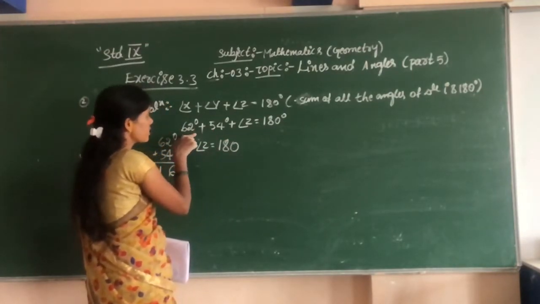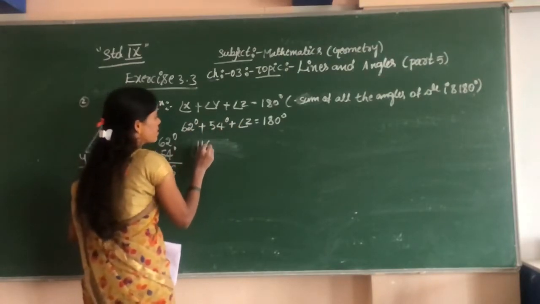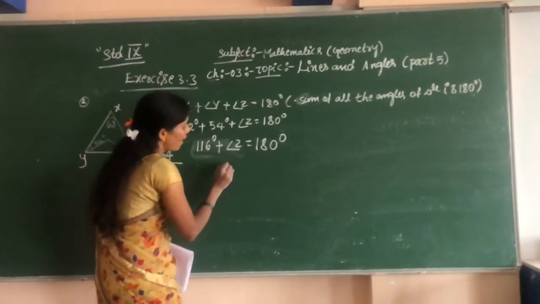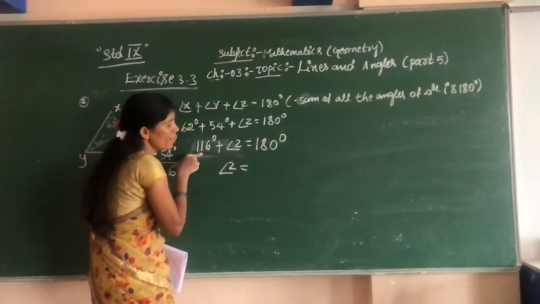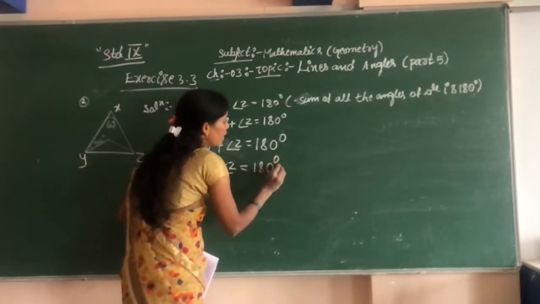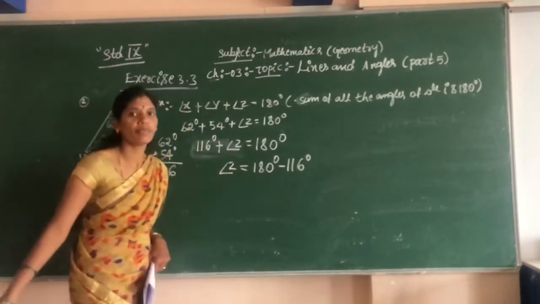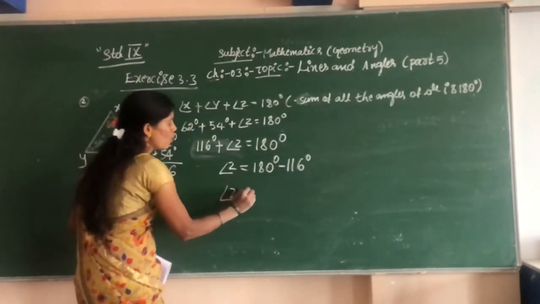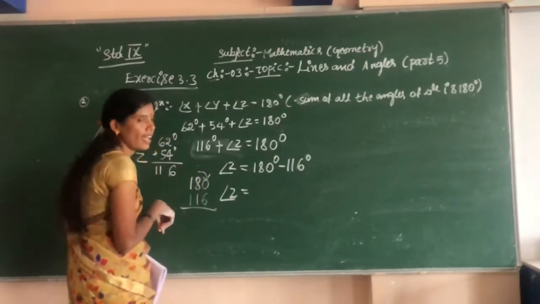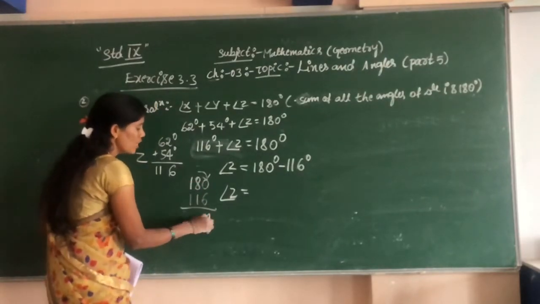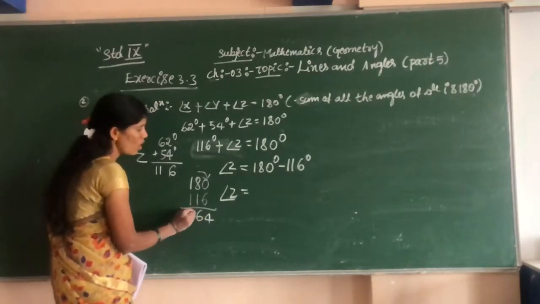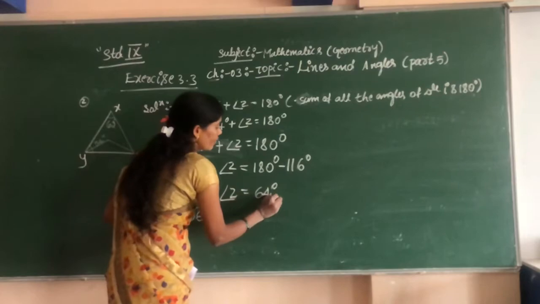So 116 plus angle Z is equal to 180 degree. Angle Z is equal to 180 degree minus 116 degree. Okay children, so angle Z is equal to how many? 180 minus 116, so we take carry, 10 minus 6, 4, 7 minus 1, 6, so 0. How many? 64 degree.